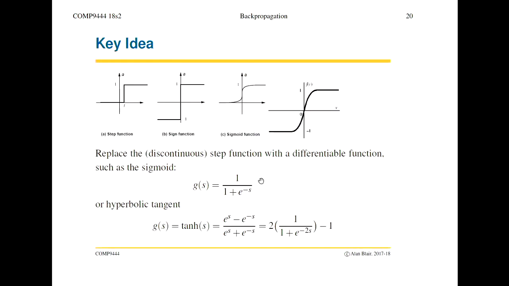The sigmoid function. This number here, e. Sorry, good question. That e is actually the natural base of the natural logarithm, 2.71828. Yeah, I should have said. So this is like a fixed scale. Good question.